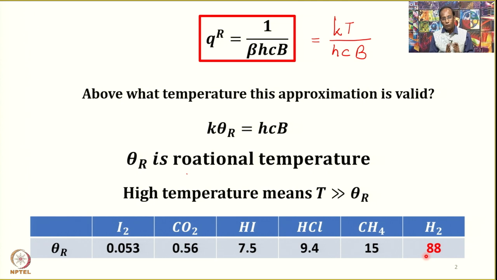So if we talk about normal temperature, let us say 298 Kelvin, 298 Kelvin is much higher than 0.053, much higher than 0.56, much higher than 7.4. But when we reach 88, we need to be a little careful. In any case, when we say high temperature, it means that the experimental temperature, that is the temperature at which you want to calculate the rotational partition function, should be much higher than the rotational temperature. Only then you can use this approximation. Otherwise, you will have to go by the direct summation method, numerical evaluation of the rotational contribution.